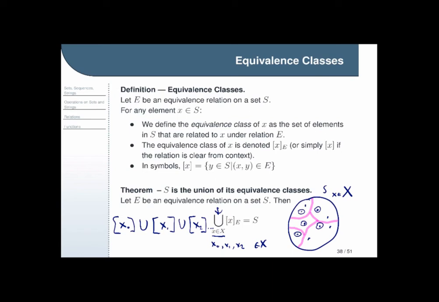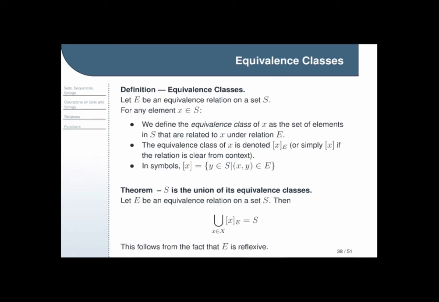Now my picture makes it look like this theorem is true, and it is true, but how do we know that it's always true? What you want to think about is, what would be the case in which it's not true? It would not be true if there was some element in S that is not part of any equivalence class, and so it gets missed when we take the union of all of the equivalence classes. But we know that's not possible because equivalence relations are reflexive. And so it follows directly from the fact that an equivalence relation is reflexive that everything has to be at least part of its own equivalence class.